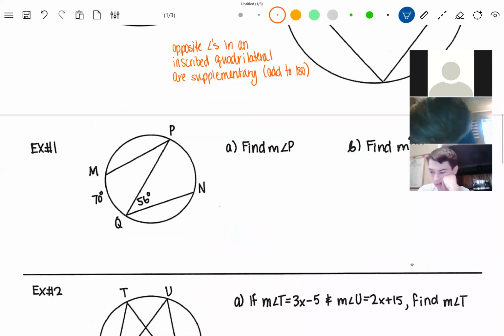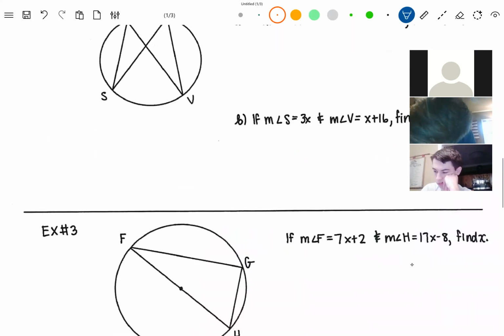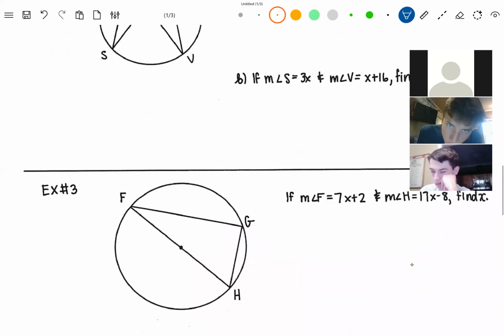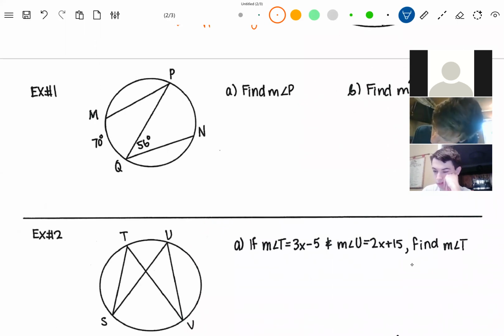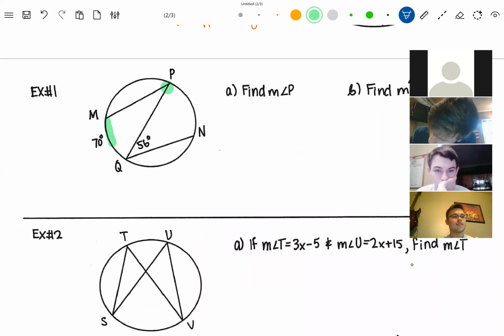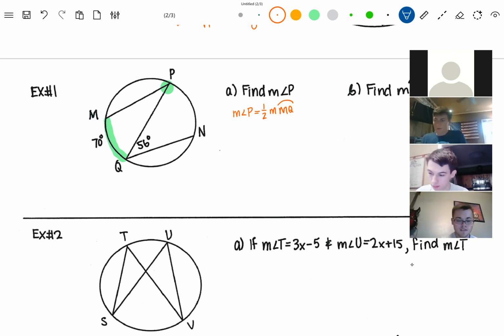So I am going to work through these examples because you have another page to do. Example number 1 says find the measure of angle P. Angle P is an inscribed angle, so we have to find its intercepted arc, which is MQ. The measure of angle P is 1/2 the measure of arc MQ. So the measure of angle P is 1/2 of 70, which means the measure of angle P is 35 degrees.